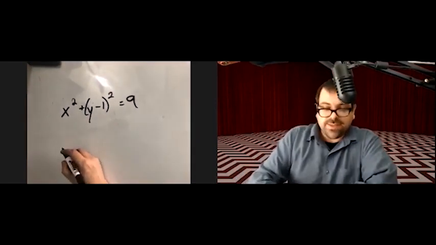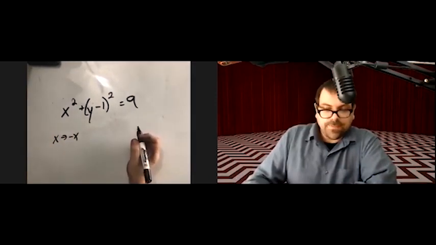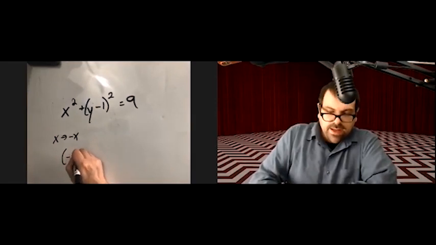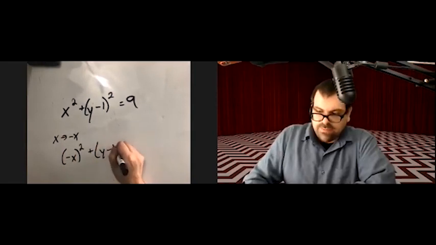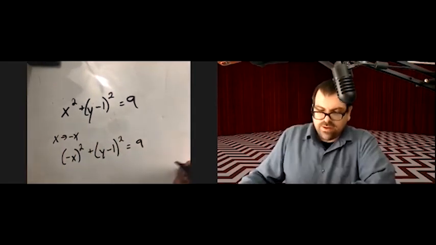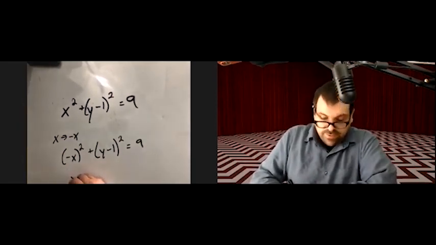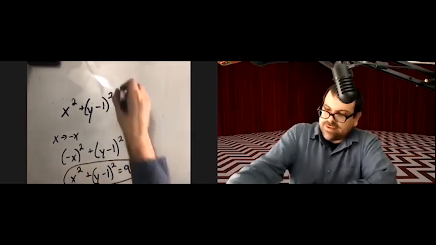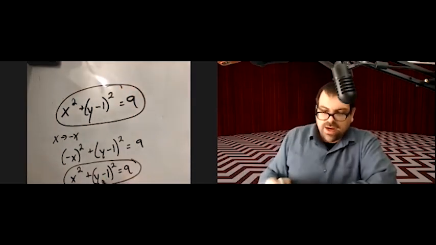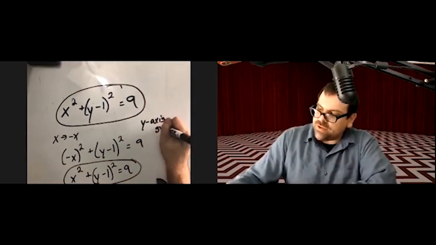So if I replace x with negative x, I'm going to get negative x squared plus y minus 1 squared equals 9. What happens when we square a negative? It becomes positive. No matter what that is in there, it's going to be positive. And look, I've simplified it. I got the same thing as the original when I replaced x with negative x. So that means I have y-axis symmetry.